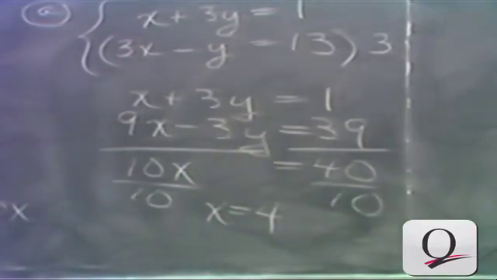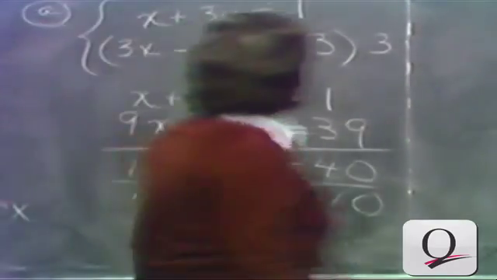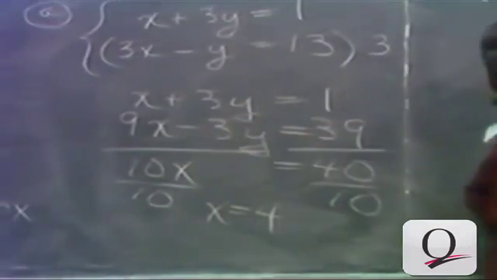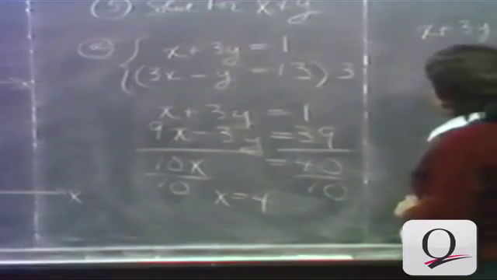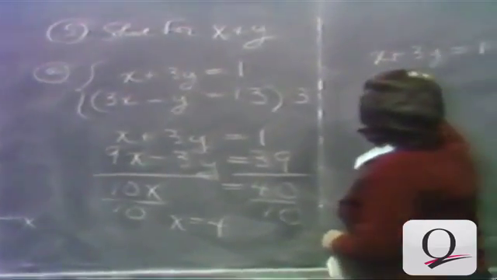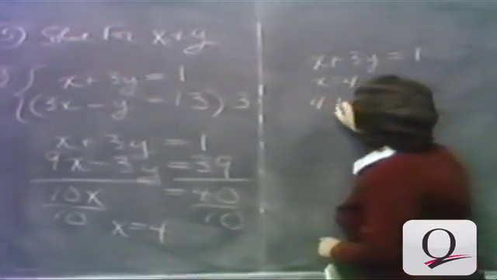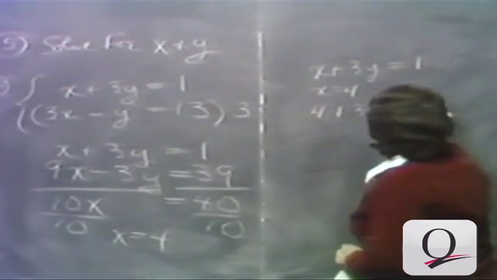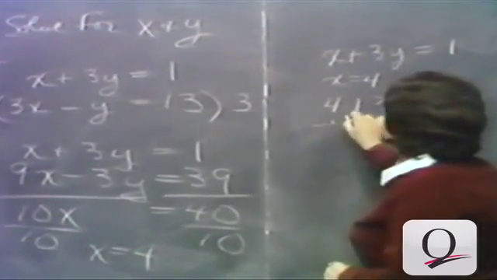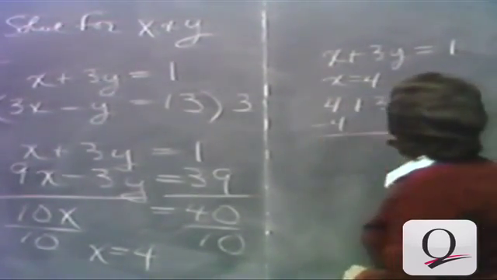Having determined that x equals 4, we can now substitute into either equation to determine what y is. So, for example, x plus 3y equals 1. We already know x equals 4. So 4 plus 3y equals 1. Subtracting 4 from both sides.